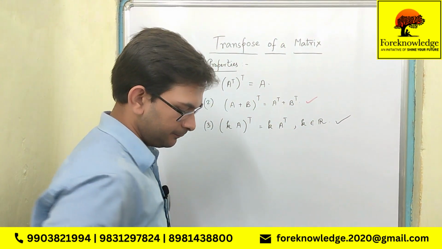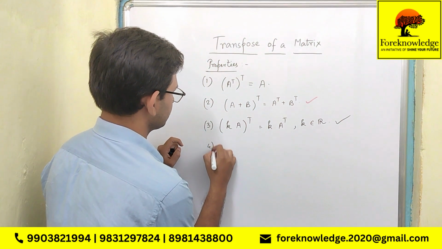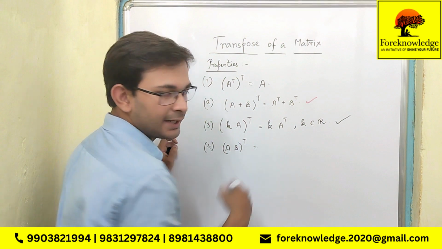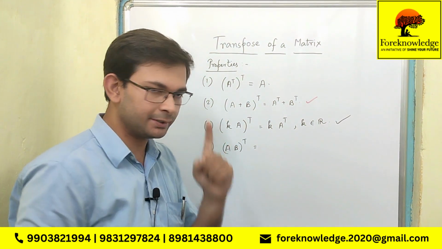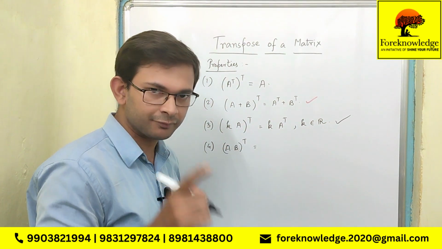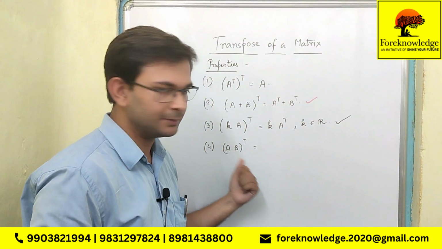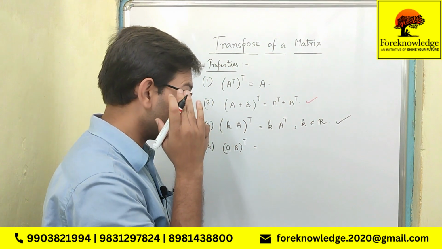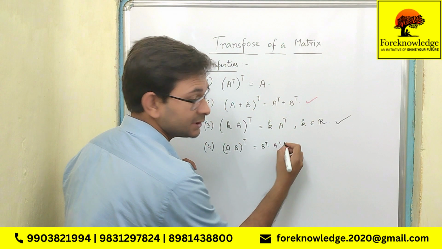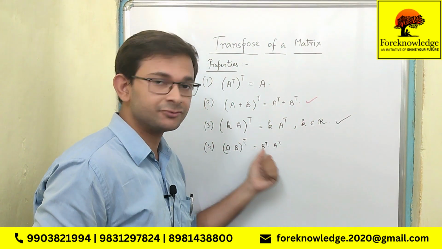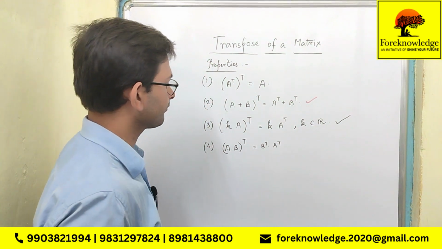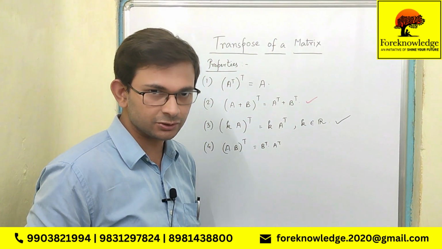Now the final property: A into B whole transpose, where A and B are two matrices compatible for multiplication. Mind that A and B must be compatible for multiplication, only then this property can hold. A into B whole transpose is nothing but B transpose into A transpose. Yes, you have heard me right. B transpose into A transpose. Let's take an example for this also.